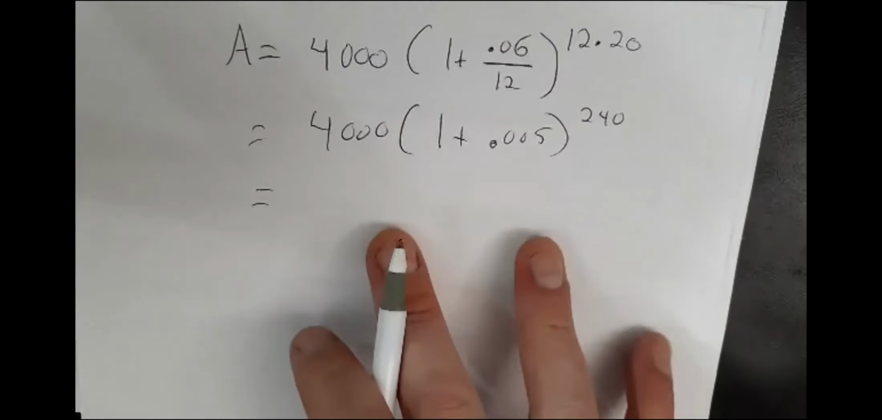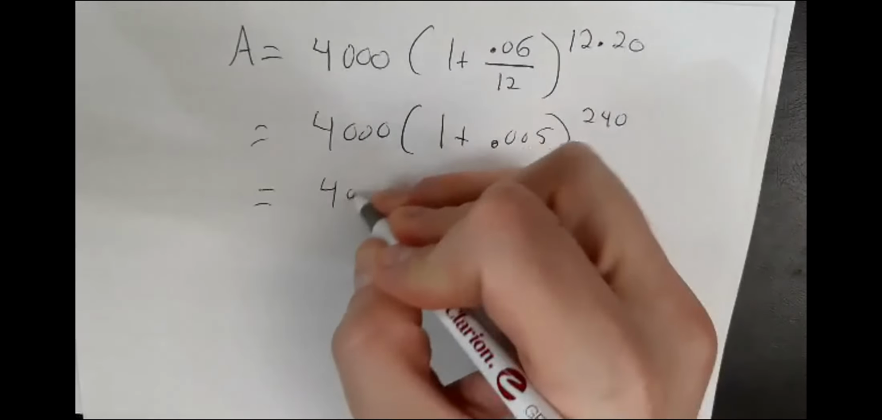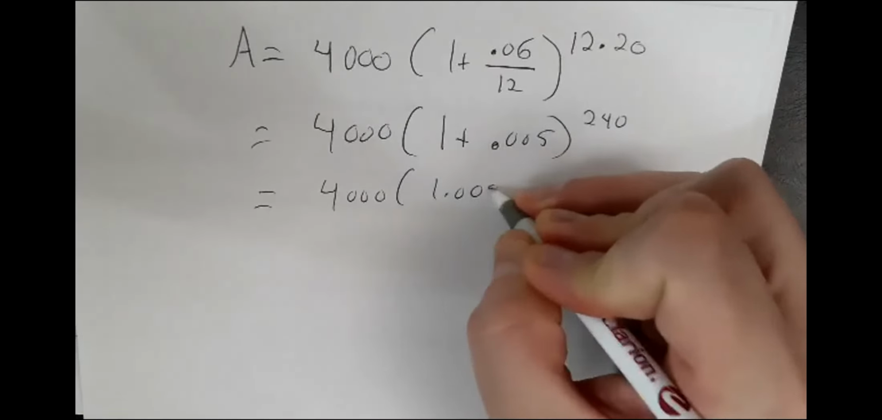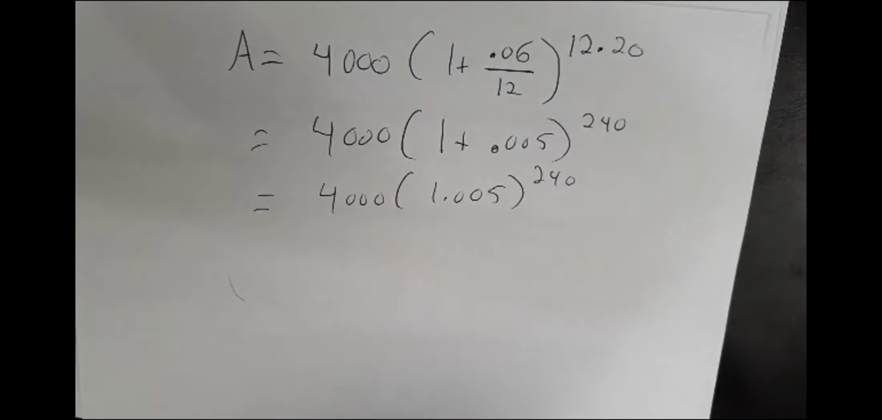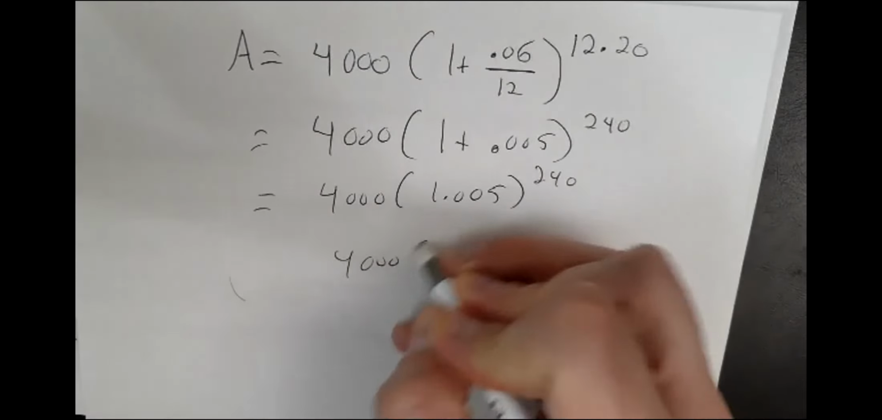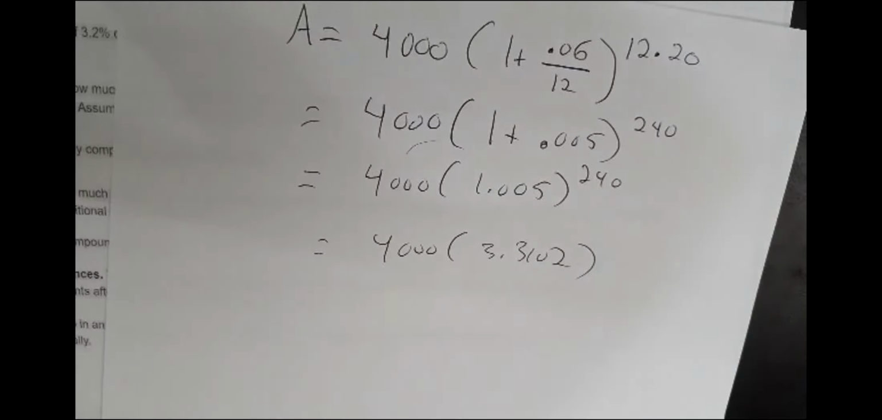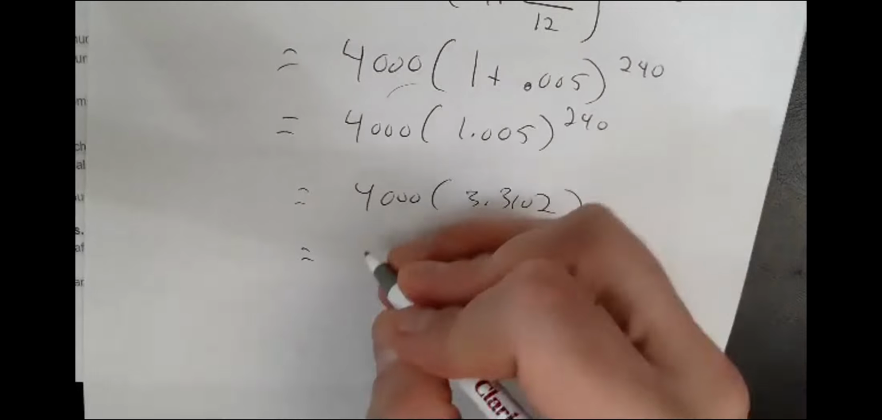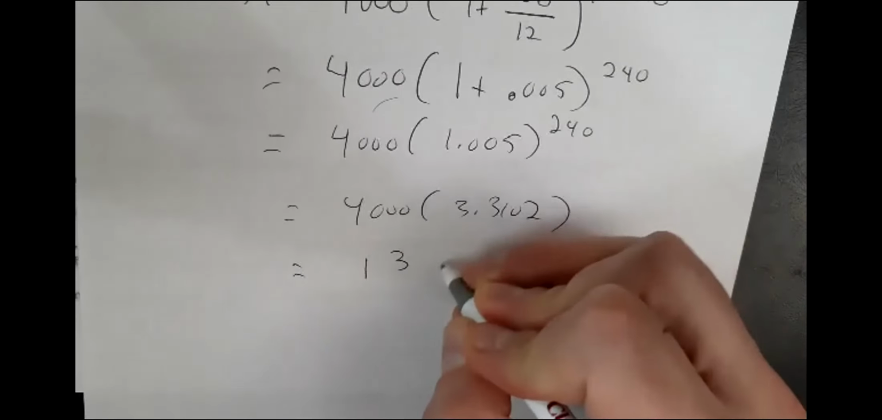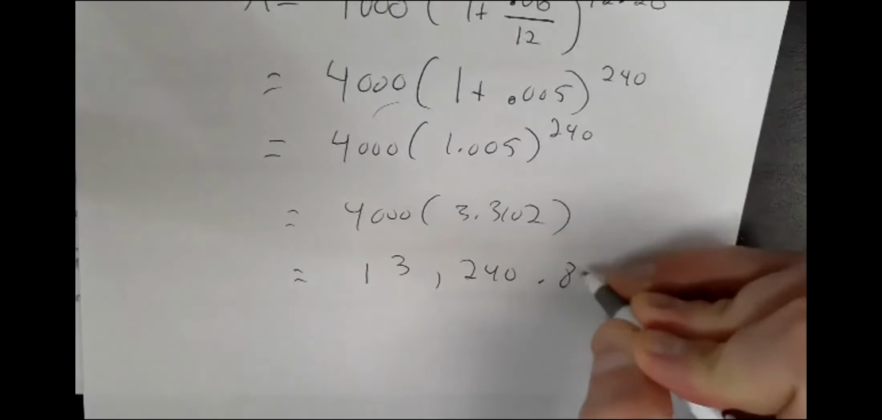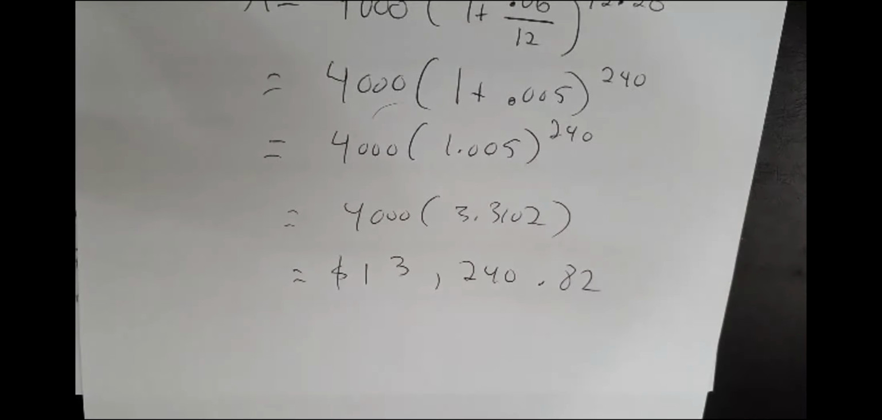Probably step by step, and then I'll try to speed things up stepwise. 0.005 to the 240. And if I multiply this by 4,000, okay.